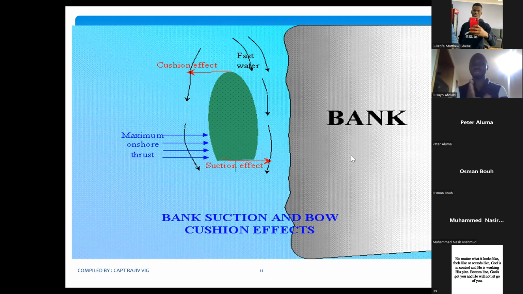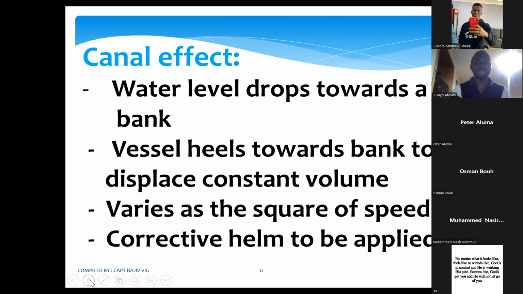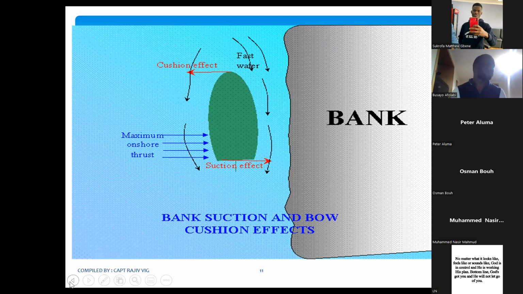But like I said, this mostly happens when you're passing through a bank, a pier, or a port at high speed, and you are negligent of bank cushion and bank suction, sorry, and bow cushion effect. Mostly, like I told you, it's more of the pressure that we'll be facing too. Canal effect, I will not go into that tonight because I would like to do that with the interaction.